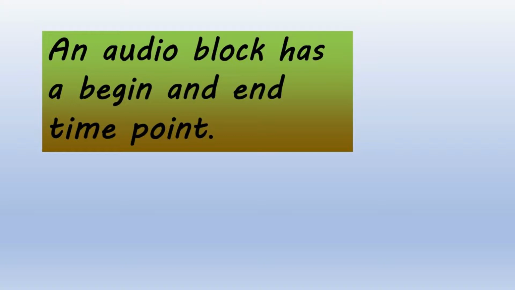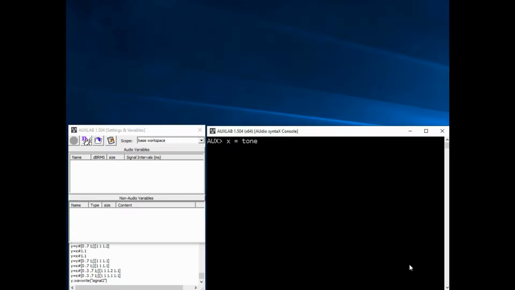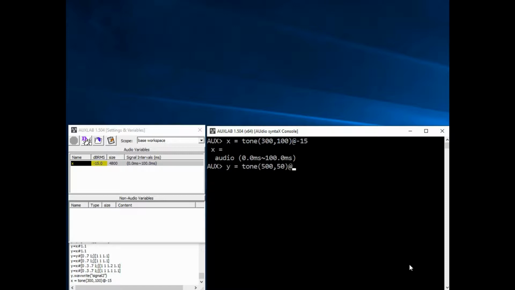What is the audio block? It refers to an actual audio object with begin and end time points. It is a lower-level concept than the audio signal. Say we have an audio signal of 300 Hz tone with an RMS of negative 15 dB, X, which begins at 0 and ends at 100 milliseconds. Next, we have another audio signal of 500 Hz tone with RMS of negative 15 dB, Y, which begins at 200 milliseconds and ends at 250 milliseconds.